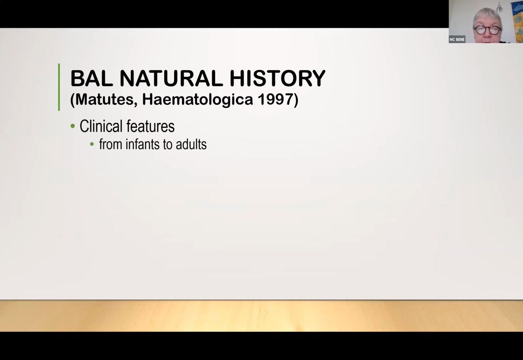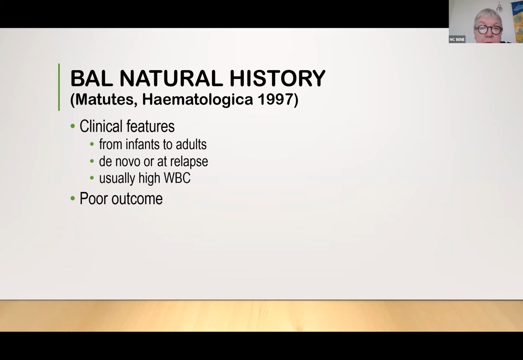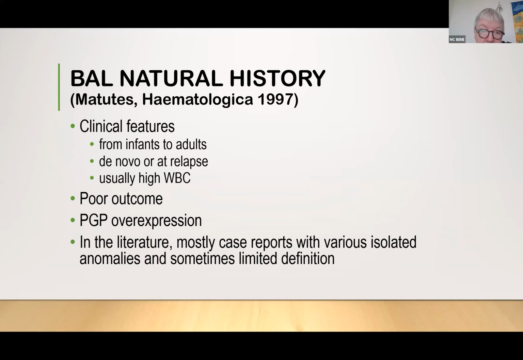The clinical features are not very typical. It can occur in infants or in elderly patients, so over the whole age range. They can be de novo or they can occur at relapse. They usually have a higher white blood cell count, but not always. And the major feature is that they have a poor outcome. They express PGP, so they're going to be very chemoresistant because they expel the chemotherapy.